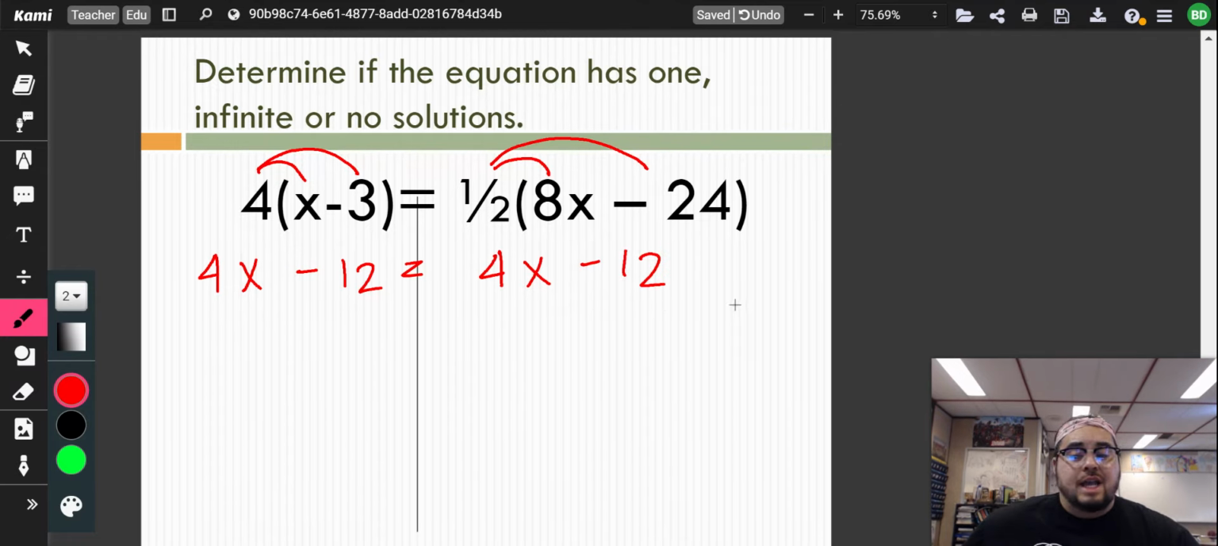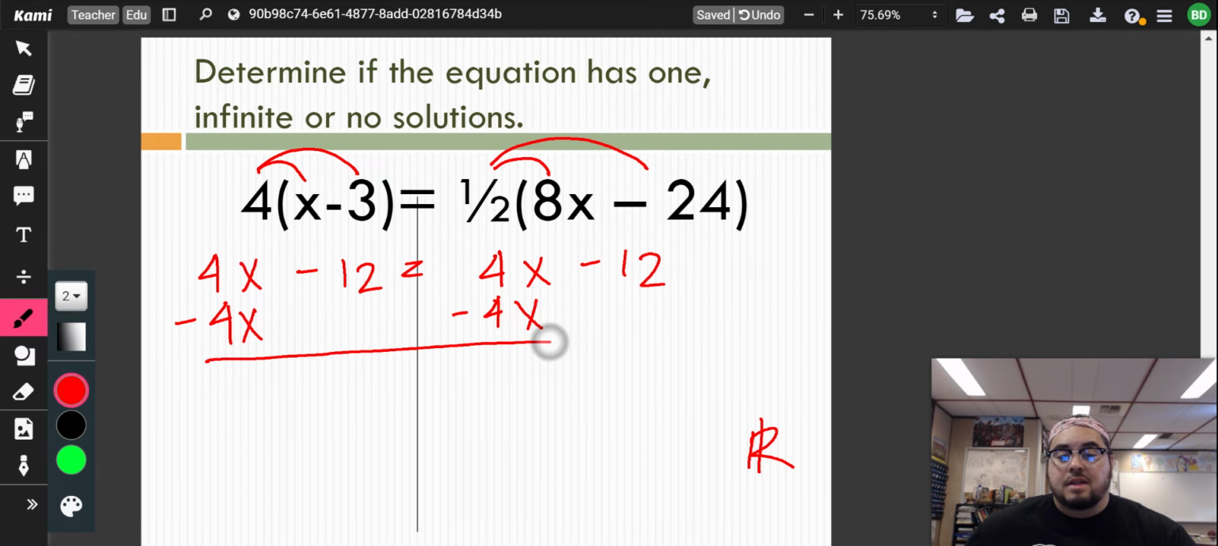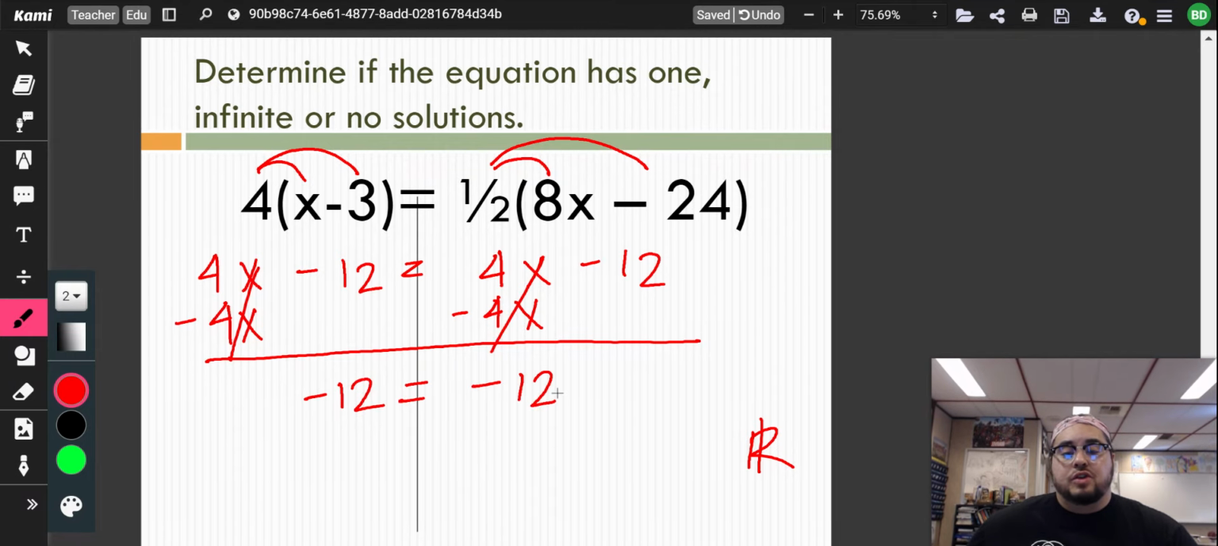Now looking closely, I can tell right away that these are the same equation, so I could stop right here, all real numbers, okay? But if I wanted to keep going just to make sure and confirm for myself, I'm going to subtract 4x from both sides. Okay, and then negative 12 is equal to negative 12, which we know is always true. And so this is all real numbers, meaning again, I can take any number on the real number system I want, I can plug it in to the original equations, and it will work. They'll be equal on both sides.